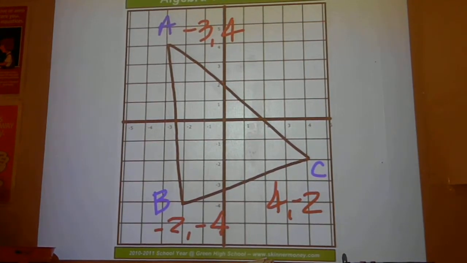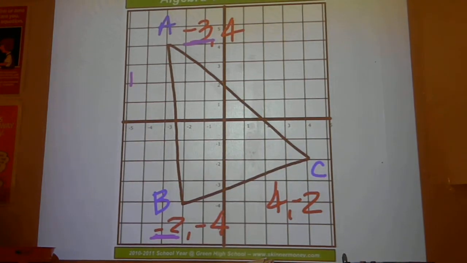We'll switch to purple. Let's find the distance of AB. We're going to pick one side and start with that first in each of our calculations. So we'll start with the -3 and go to the -2. You subtract. -3 minus a -2 is -1. -1 squared is 1. Hold the 1.